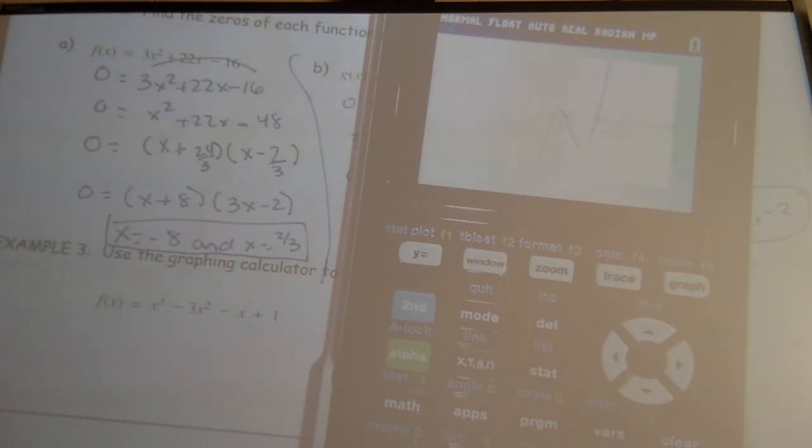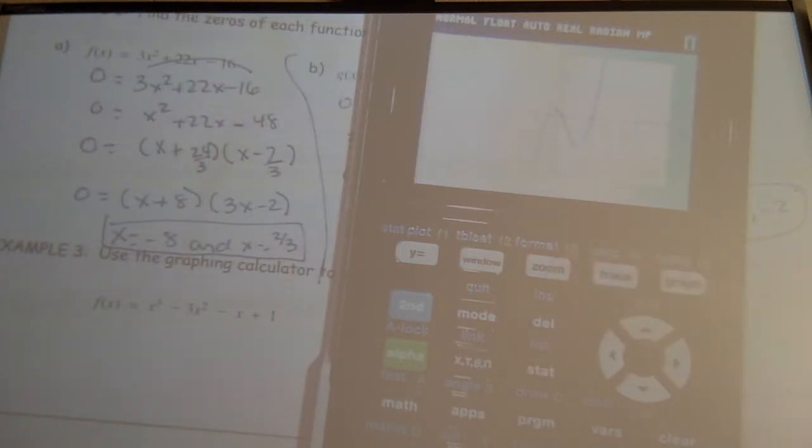Again, whenever you're dealing with the graph, you're using this top row of buttons. I need to calculate, so I need to get to the blue, so I hit second calculate. What are we looking for? We're looking for the zero, so hit 2. Read at the bottom what it says. It says left bound. See that flashing cursor? Calculate is right under trace. Hit second trace.